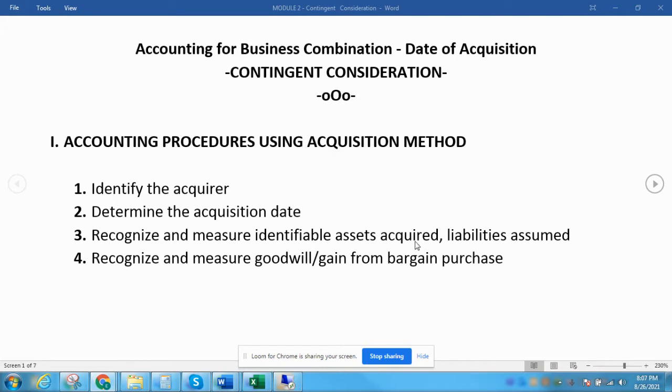So as you can see in my screen, these are the accounting procedures using the acquisition method. As we have discussed previously, we have two major methods in acquisition method, which are the asset acquisition and the stock acquisition. For the acquisition method, the first step is to identify the acquirer, determine the acquisition date, recognize and measure identifiable assets acquired and liabilities assumed, and lastly, recognize and measure goodwill or gain from bargain purchase.